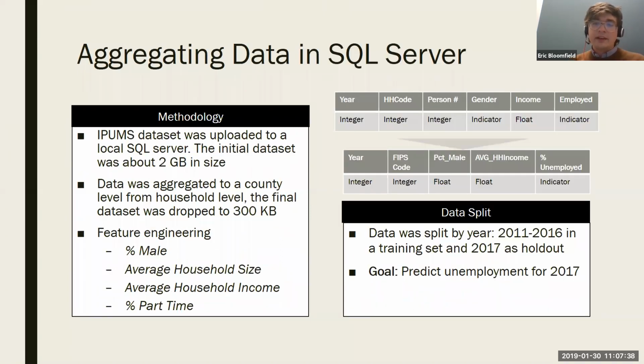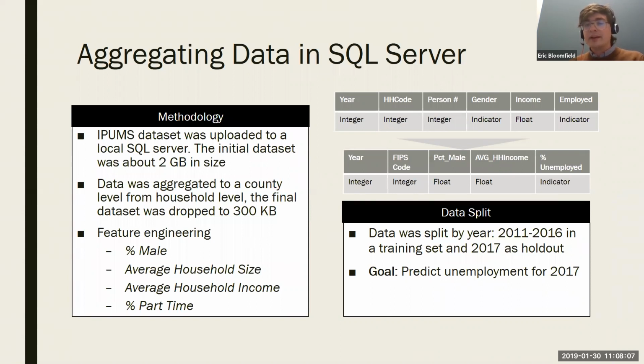So in terms of data aggregation, it was necessary to take this really big data set, which is about 2 GB in size, and manipulate it into a format that's more easily used by programs like R and Excel. So my data was aggregated to a county level from this household level, which necessitated us doing some feature engineering to change how we look at each variable.